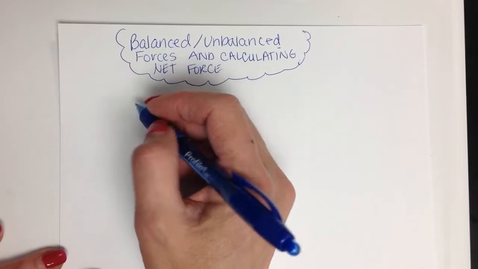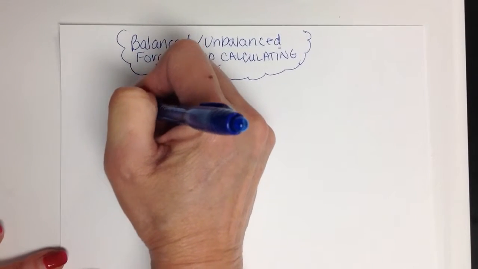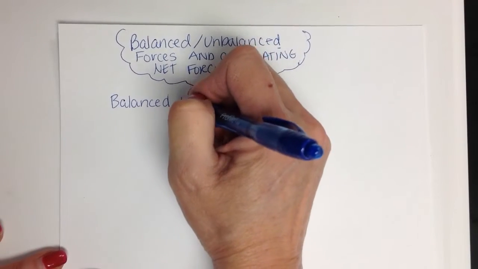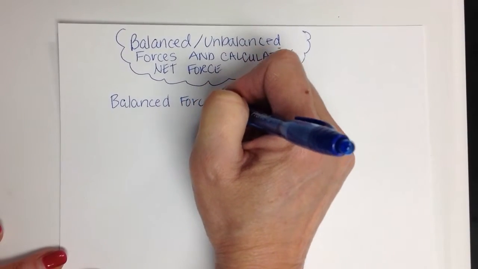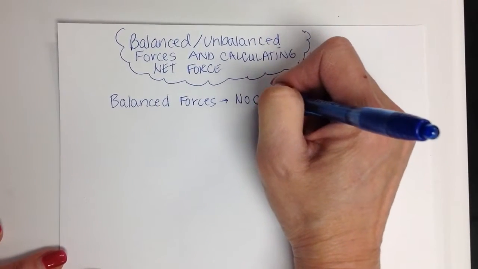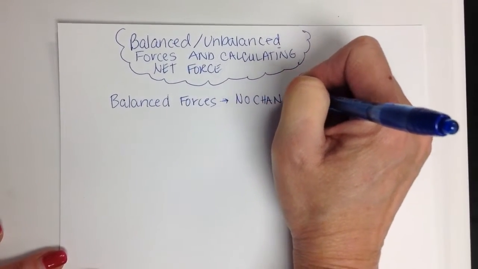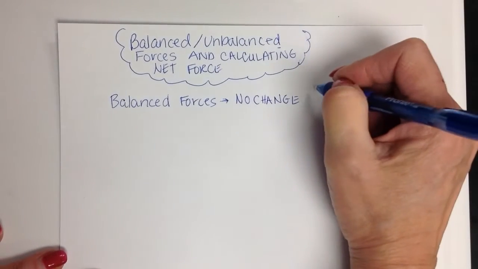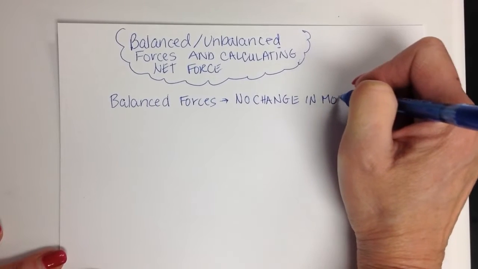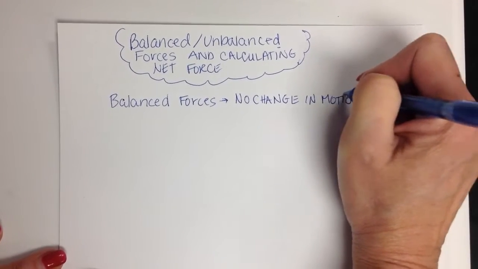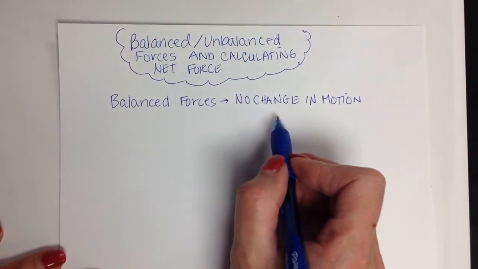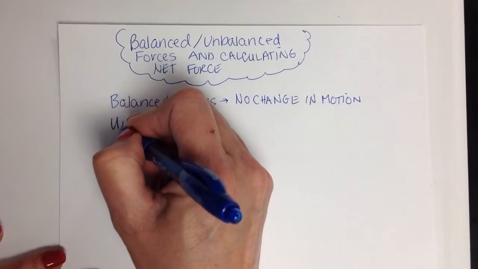So everybody by now should know what a balanced force is. Remember, this all goes back to Newton's first law of motion. Balanced forces result in what? No change in motion. Whatever the object is doing, it will continue doing. Meaning if it's moving, like our Earth, it will continue to move. If it's not moving, it will not start moving. Balanced forces, no change in motion.